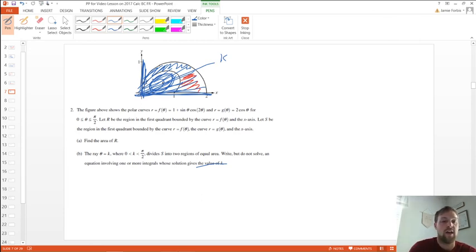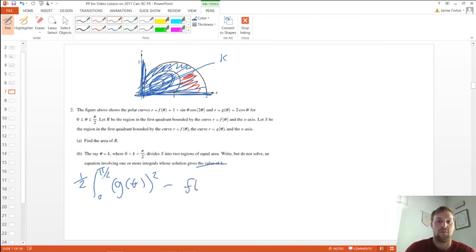So all of S is equal to 1/2 integral 0 to pi over 2 of my outside function, which is going to be g of theta squared. Now that's going to give me not just the region S, it's going to give me the whole thing. So I'm going to subtract off the region of R, which was f of theta squared. So that right there gives us the entire region of S.